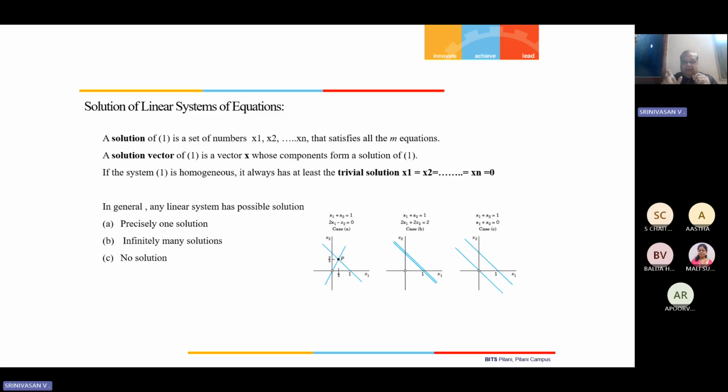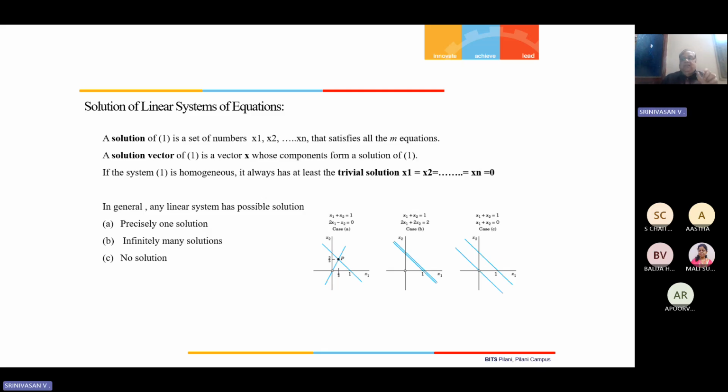The ranks are equal, but if it is equal to n, suppose you talk about a system of m equations in n unknowns in general, then rank of A equals rank of AB equals n, the number of unknowns. Here, the system is consistent, and therefore there is a solution which is unique. If the ranks are equal, consistent, and further equal to the number of unknowns, the system is consistent with a unique solution.